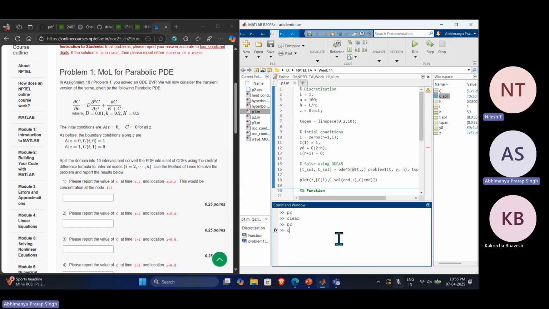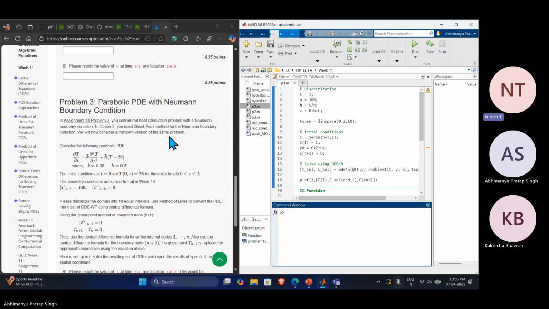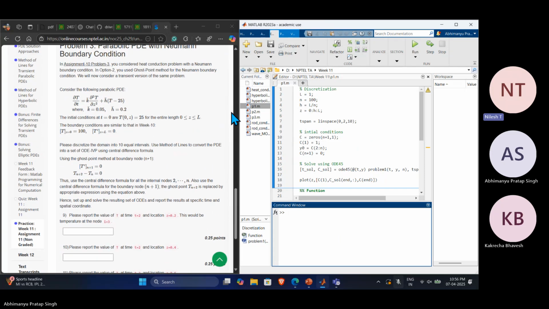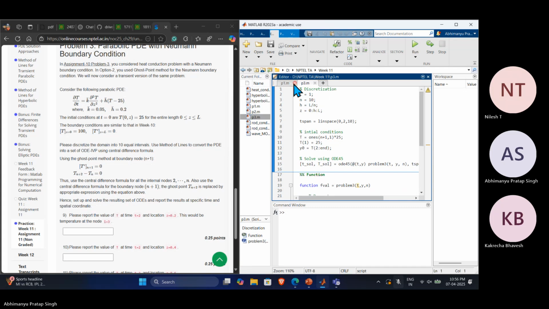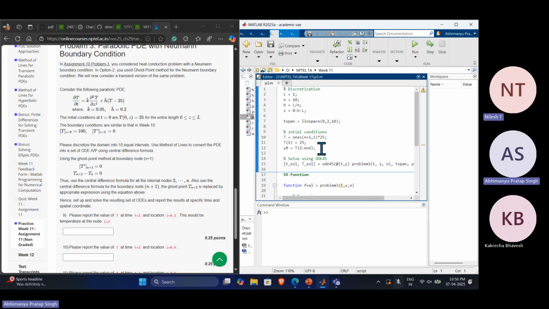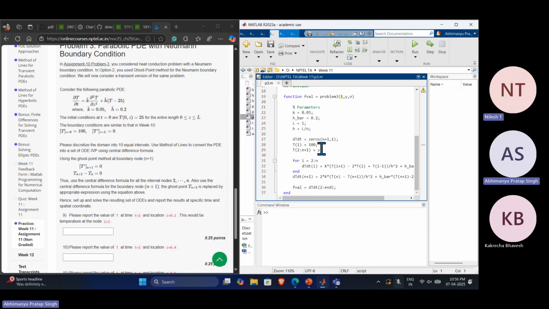Sir, can you show the third example code, please? Okay. The third example also, it's not matching. But how do we write that last condition?